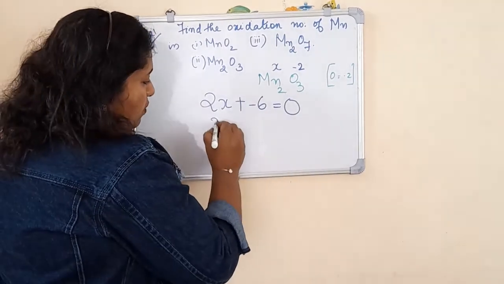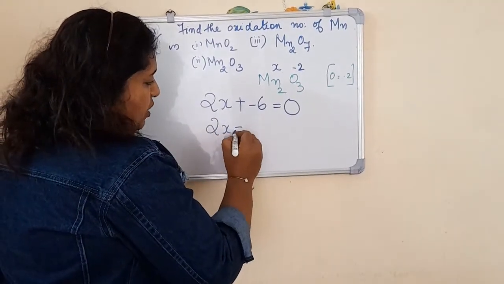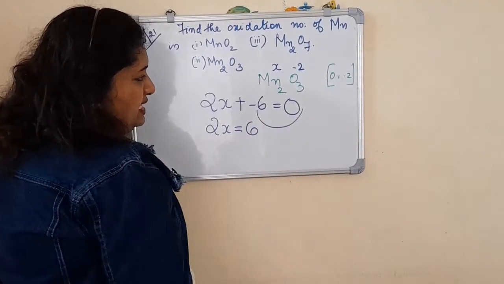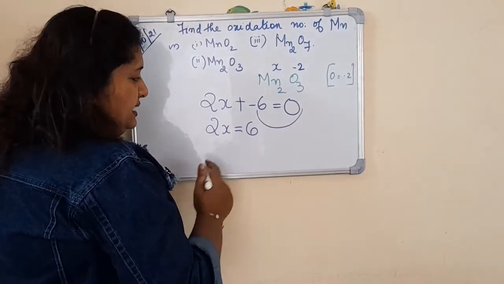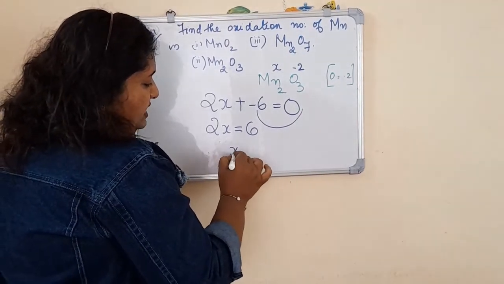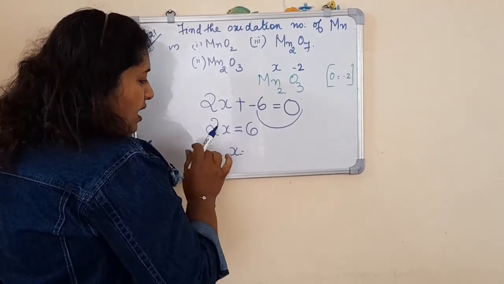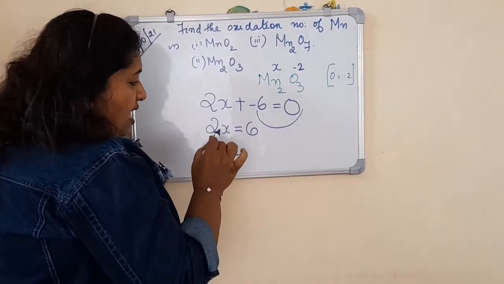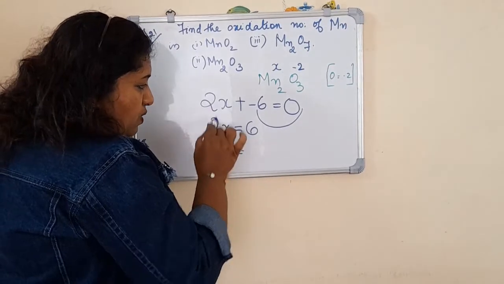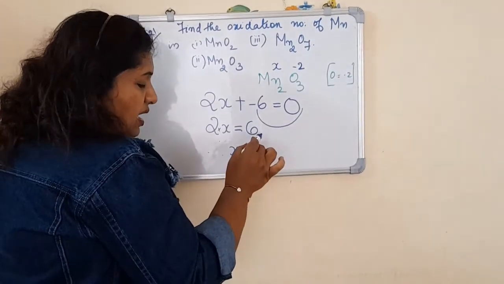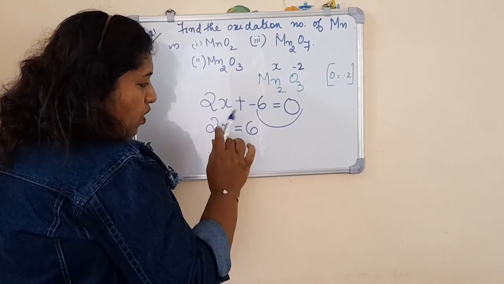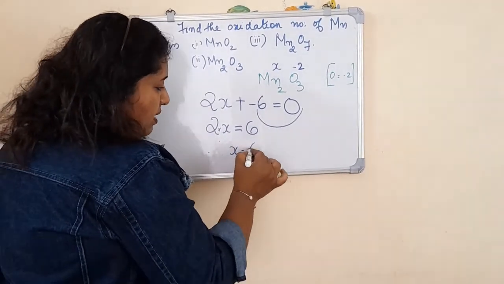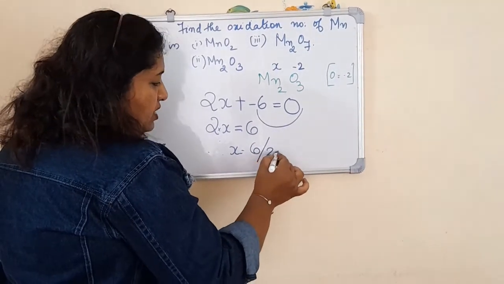Now 2x is equal to minus 6 goes to this side. So what happens? It becomes plus 6. Therefore, x is equal to, when this 2x means 2 into x, right? Now when this multiplication sign goes to the opposite side of the equation, opposite of multiplication is division. 6 divided by 2, you will get positive.